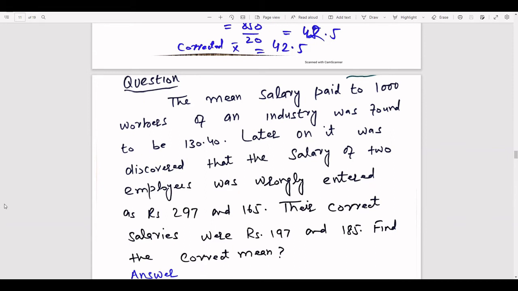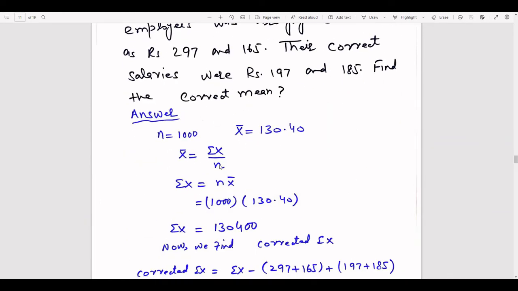This question is similar to the previous question we solved. Here the mean and number of observations are given. Our first task is to calculate the sum of x, the total sum of the data, and then we subtract the wrong entries and add the correct entries. So x bar is equal to sum of x over n. By cross multiplication, sum of x is equal to n x bar.